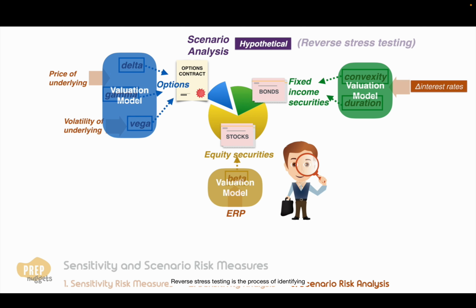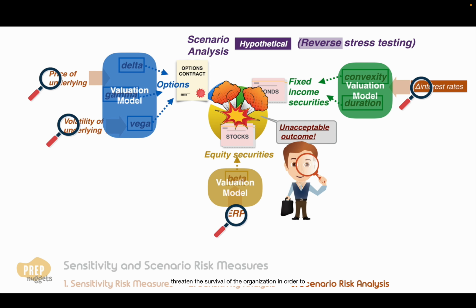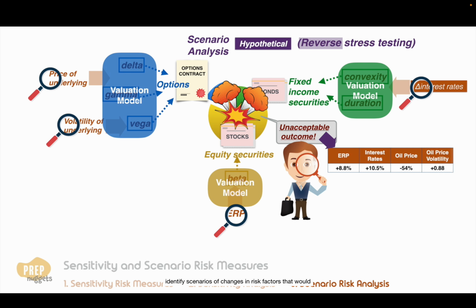Reverse stress testing is the process of identifying the portfolio or organization's most significant exposures. It is reverse because the risk manager first determines an unacceptable outcome, one that would threaten the survival of the organization, in order to identify scenarios of changes in risk factors that would result in such an outcome. The question then becomes how likely such scenarios are. Using scenario analysis in this way can be beneficial in helping risk managers identify the vulnerabilities of a portfolio and perhaps mitigate the risk exposures identified.